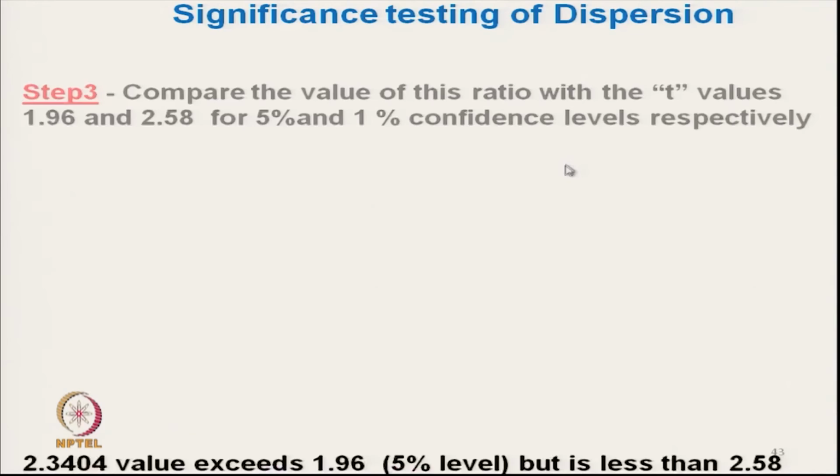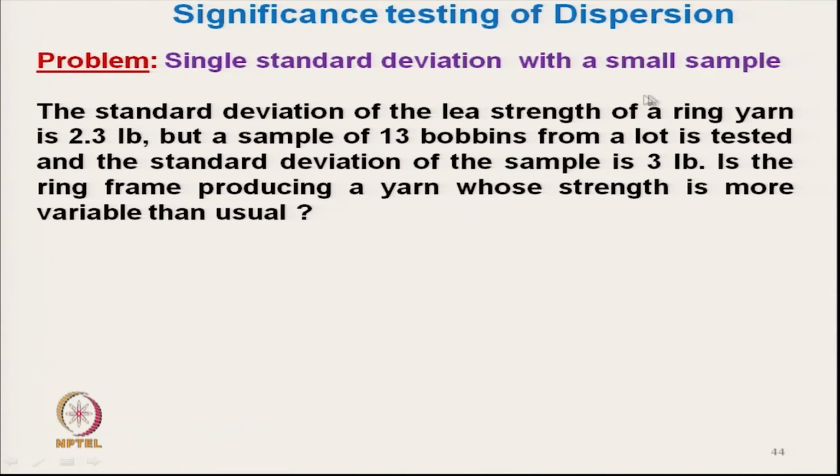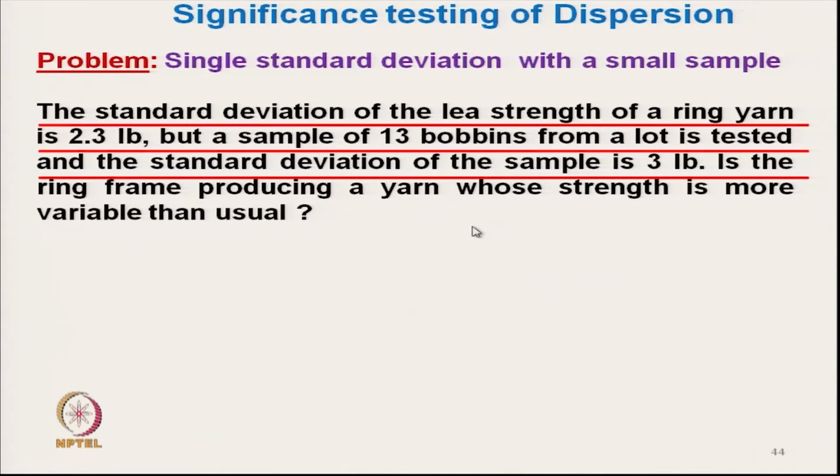Next one is single standard deviation with small sample. Now, the problem is the standard deviation of least strength of a yarn is 2.3 pound, but a small sample of 13 bobbins from a lot is tested and the standard deviation of the sample is 3. So, 2.3 is the nominal and 3 is the actual we have got.